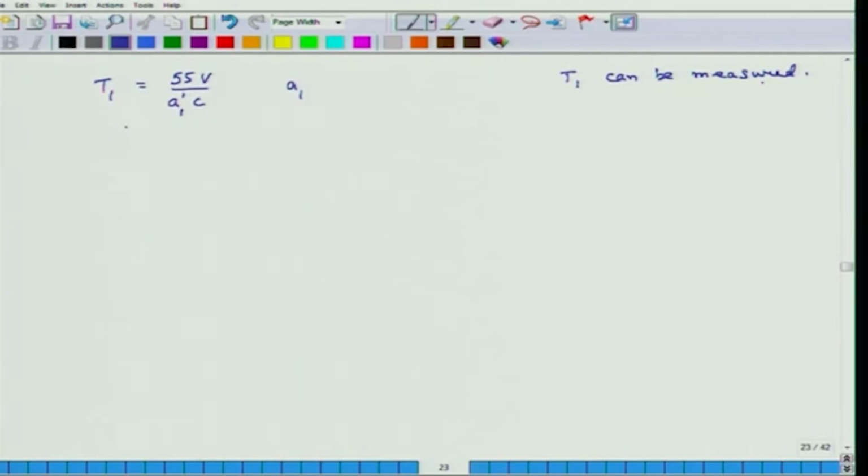Okay. I can measure the value of T1. Once I can measure the value of T1, I can determine A1 prime from this formula. If T1 is known, V is known, C is known, then I can calculate A1 prime. And this is equal to S times natural log of 1 minus alpha bar.